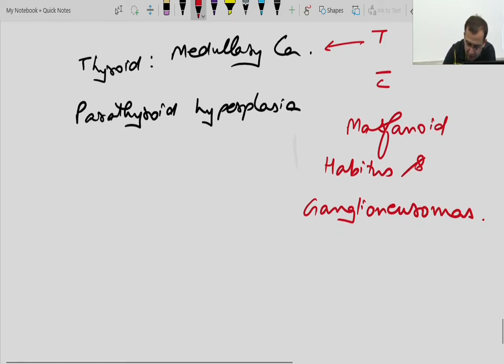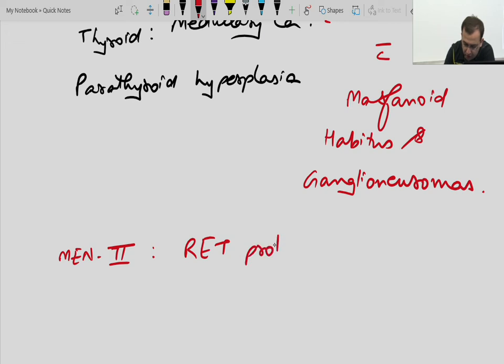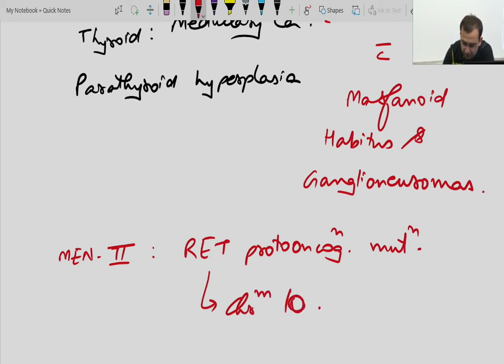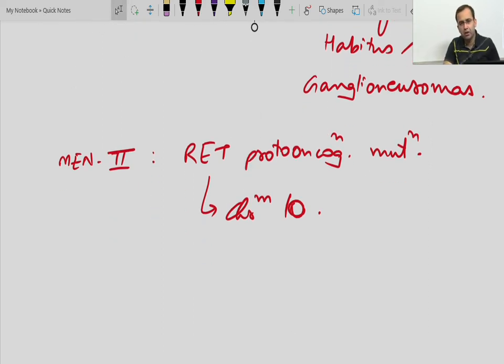Next point. Which mutation is seen in MEN2? When I say MEN2, I mean both MEN2A and MEN2B. It is associated with RET proto-oncogene mutation present on chromosome 10. Extremely important. Done. This takes care of question 18.